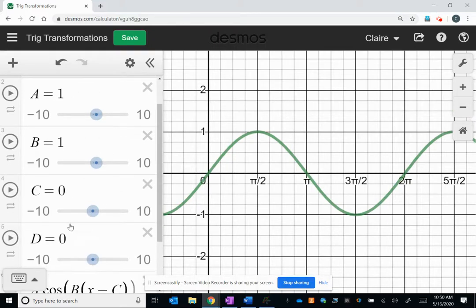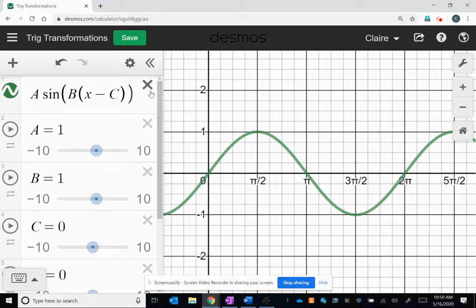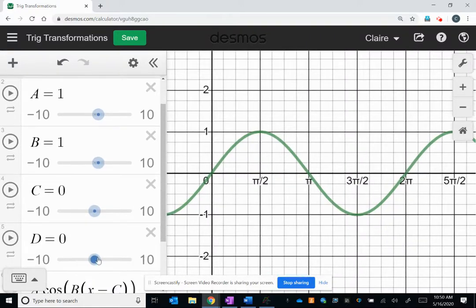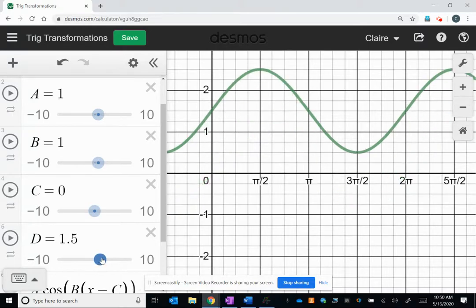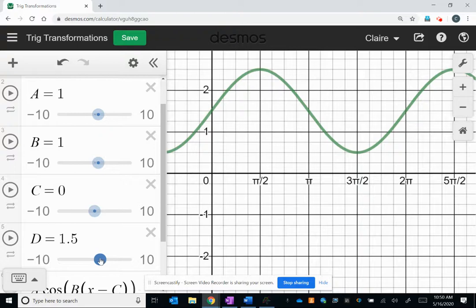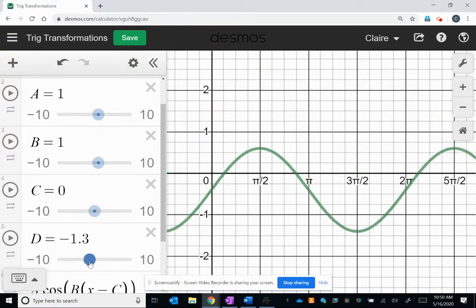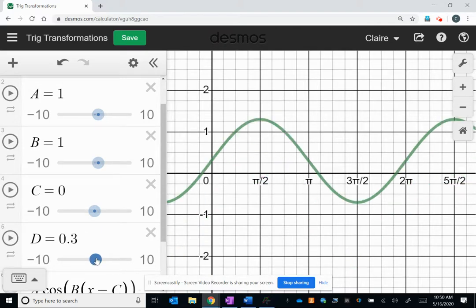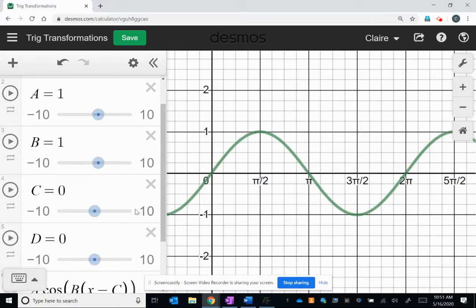I'm going to actually go a little bit out of order. I'm going to look at the d value. It's got a little bit cut off here, but it should be plus d at the end. So let's see what happens when we change the value of d. If we make d bigger, the graph shifts upward without changing any other aspect of its shape. If we make d smaller, the graph shifts downward. So d changes the value of the midline.